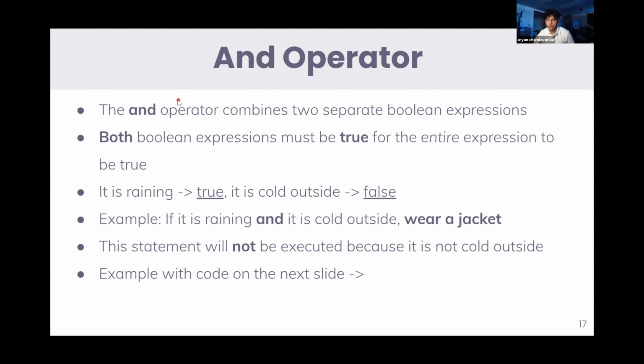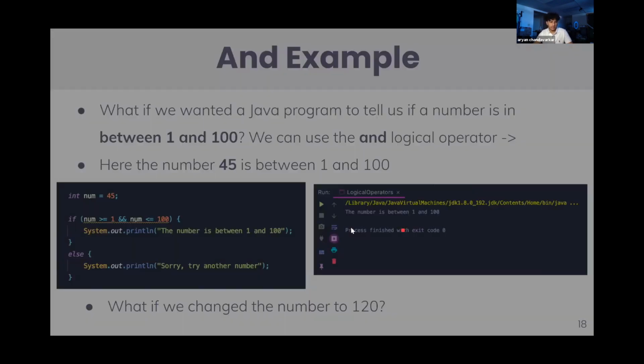Okay. So the AND operator, which is the thing above your 7 key, combines two separate Boolean expressions. For something to be executed, both of those expressions must be true for the entire expression to be true. So for example, if it is raining and it is cold outside, I will wear a jacket. But let's say it's not cold outside. So it's raining, but it's not cold outside, so I won't wear a jacket. It's not executed because it's not cold outside. This will become a little easier to understand on the next slide.